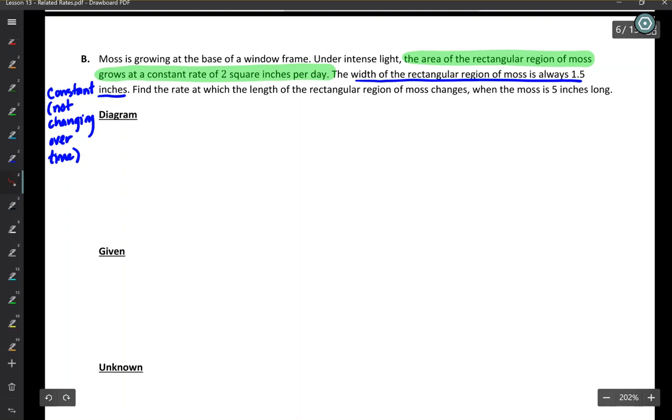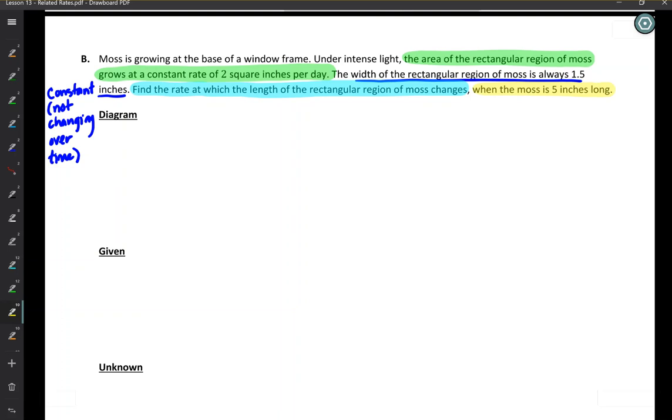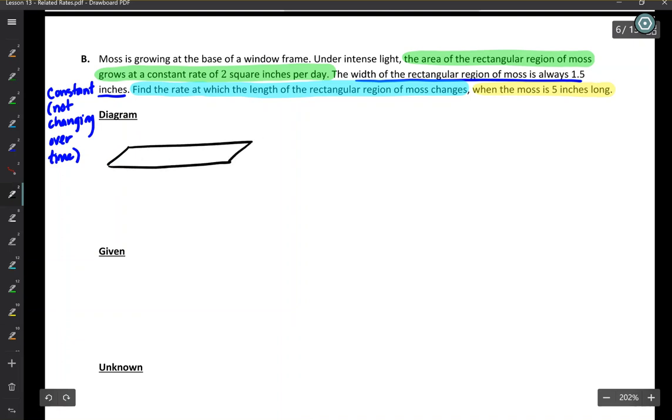Now we're being asked to find the rate at which the length of the rectangular region of moss changes at a particular moment in time when the moss is 5 inches long. So I'm going to draw a diagram here first. So we've got a rectangular region. This is the base of my window frame.